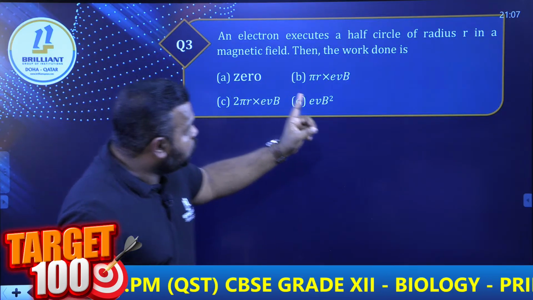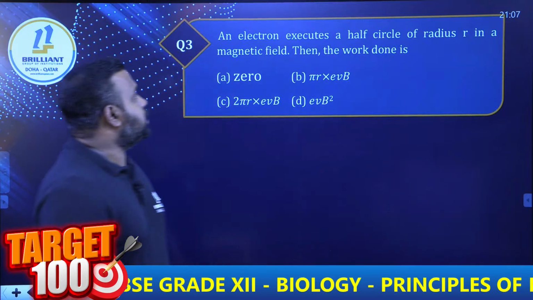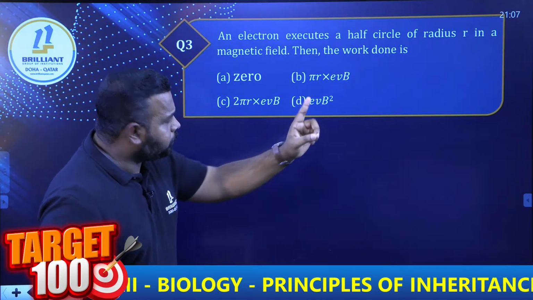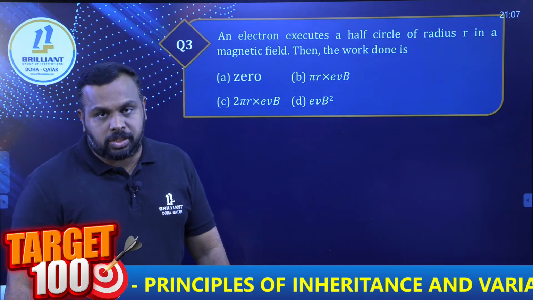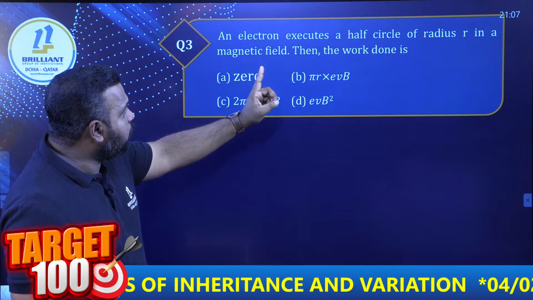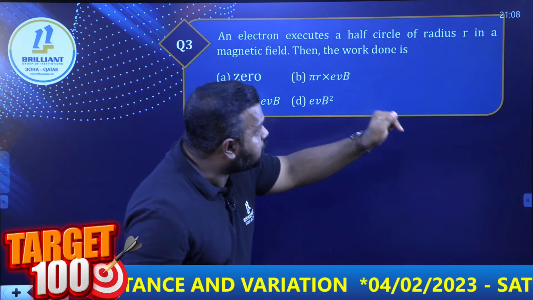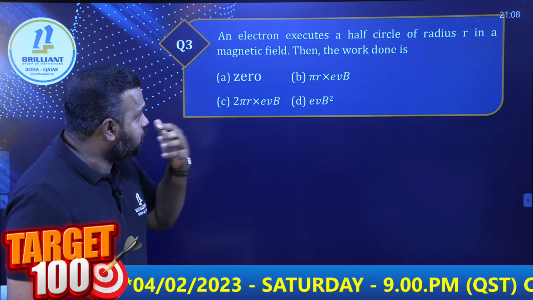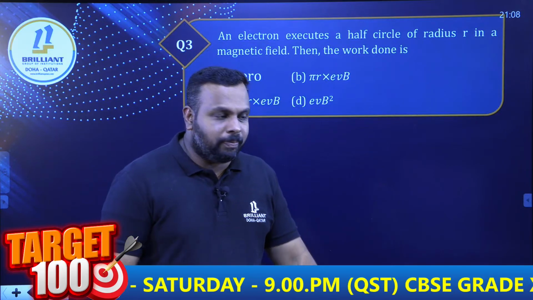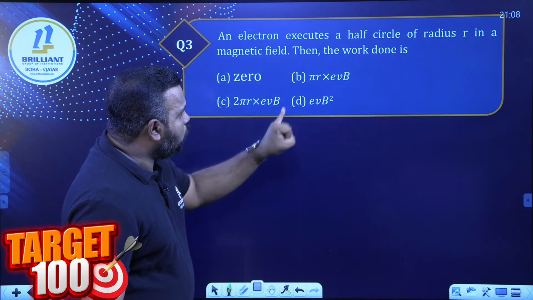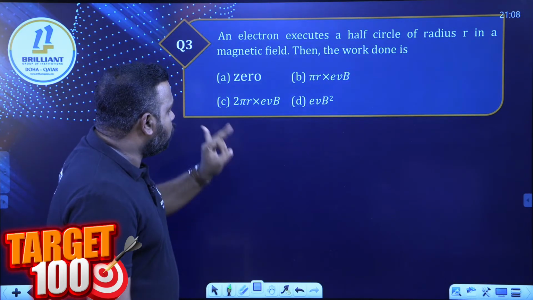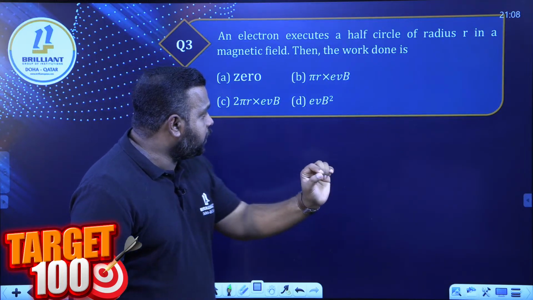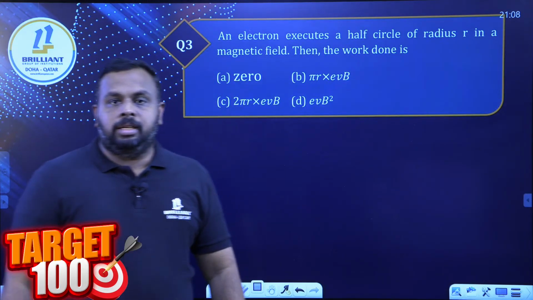An electron executes a half circle of radius r in a magnetic field. Then the work done is... read the question carefully. An electron executes a half circle of radius r in a magnetic field. Then the work done is... Please comment your answers. Option A: 0, option B: pi r into EVB, option C: 2 pi r into EVB, option D: EVB square.